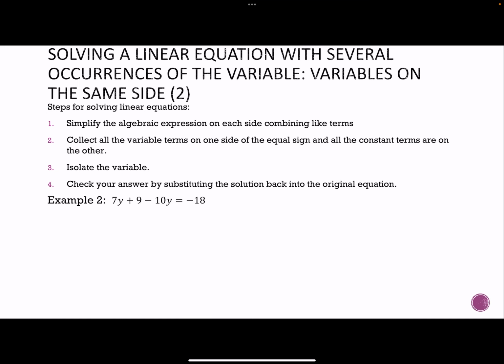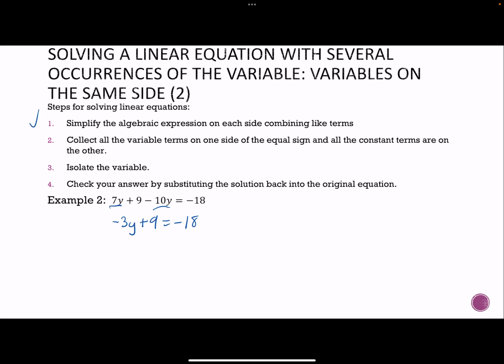Example 2, I have 7y plus 9 minus 10y is negative 18. 7y and 10y, those are my like terms that I can combine. That gives me a negative 3y plus 9 equals a negative 18. So step 1 is done.